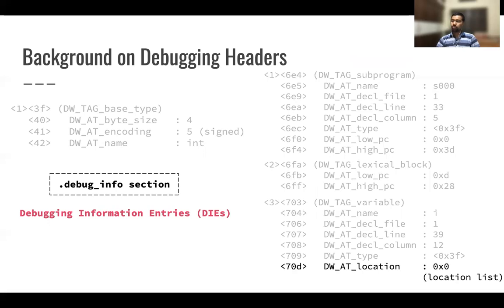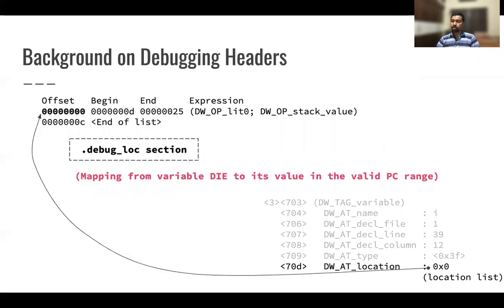There is one more DWARF attribute that we didn't yet look at. It's the location attribute that is part of the variable DIE. The location attribute is referring to an offset 0x0 inside another DWARF section named .debug_location. The .debug_location section has a location list which specifies the value of variable i over the PC range 0xd to 0x25 in the form of a DWARF expression. The DWARF expression here specifies that the value is a literal 0.